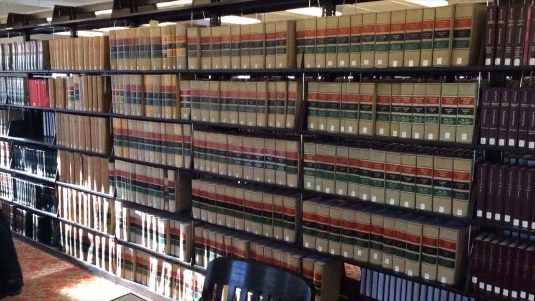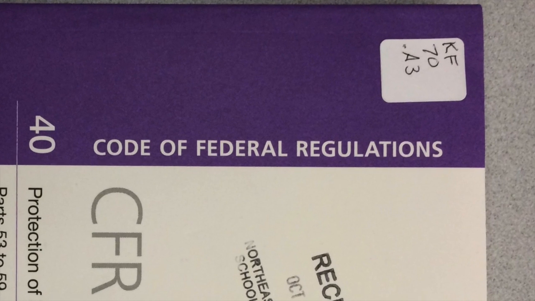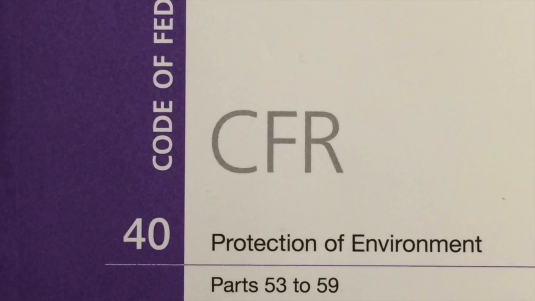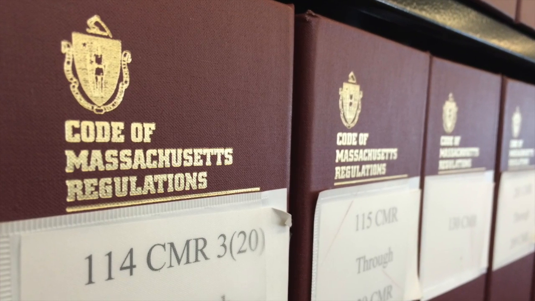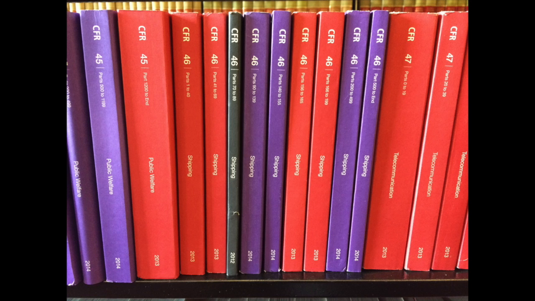If the annotated code didn't provide us with any relevant regulations, we're not out of luck. What are regulations anyway? Regulations are legally binding rules promulgated by government agencies and departments pursuant to statutory grants of authority. Federal regulations are codified in the Code of Federal Regulations, or CFR. Each state maintains its own code of regulations. For example, Massachusetts is known as the CMR, or Code of Massachusetts Regulations. The CFR is updated every year. 2012's version is black, 2013's version is red, and 2014's version is purple.